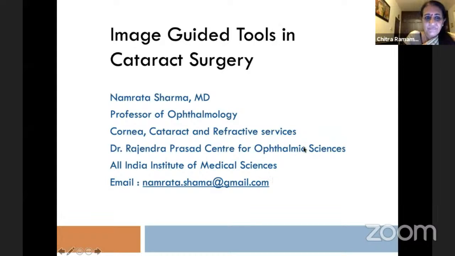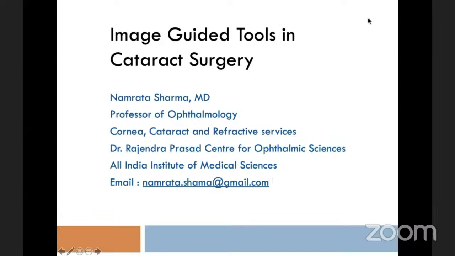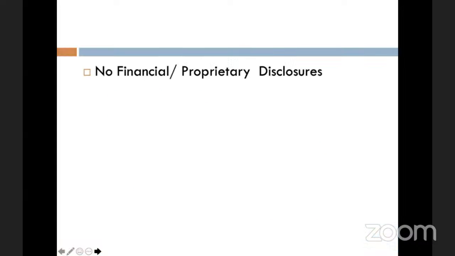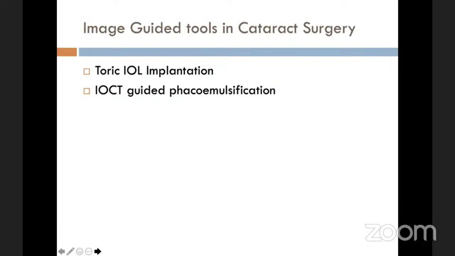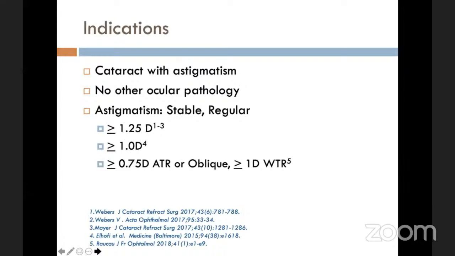Namrata. So thank you, Chitra, for inviting me today. And I would be talking to you about the image-guided tools in cataract surgery. There are no financial or proprietary disclosures. So basically, the image-guided tools help in cataract surgery for toric intraocular lens implantation. And then there is also intraop OCT, which helps you to do phacoemulsification. It just fine-tunes the step, and that is its function.